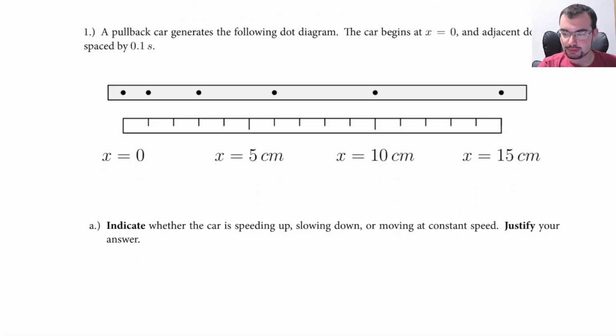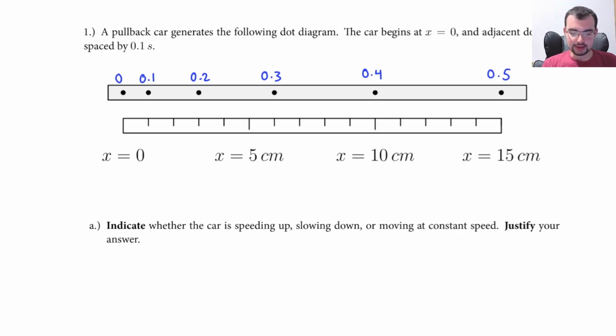Oh, what a surprise. The pullback car is back. So we have the following dot diagram. As we did last time, dots are spaced by 0.1 seconds. So again, this is like a 10 FPS camera where we're just going click, click, click, click, click, showing where the car is every frame. This is 0 seconds, this is 0.1, 0.2, 0.3, 0.4.